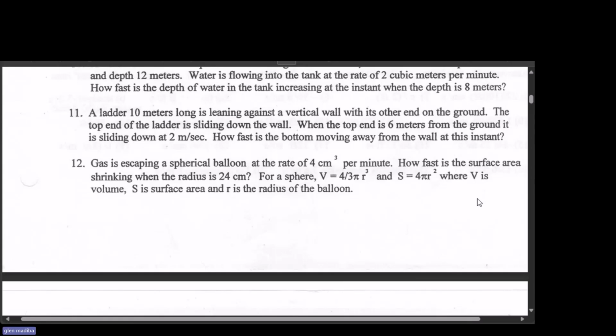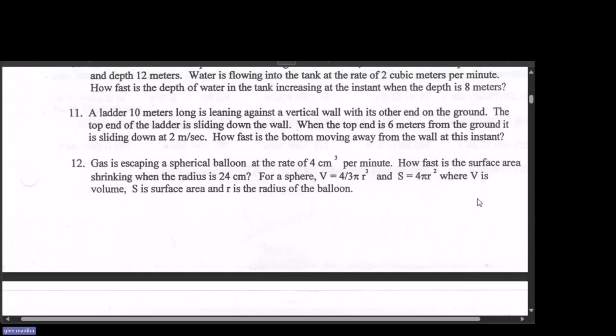Here they say, for a sphere, volume is equal to 4/3 pi r cubed, and S is equal to 4 pi r squared, where V is the volume, S is the surface area, r is the radius of the balloon. Then, what is it that they need? They say, how fast is the surface area shrinking when the radius is 24 centimeters?